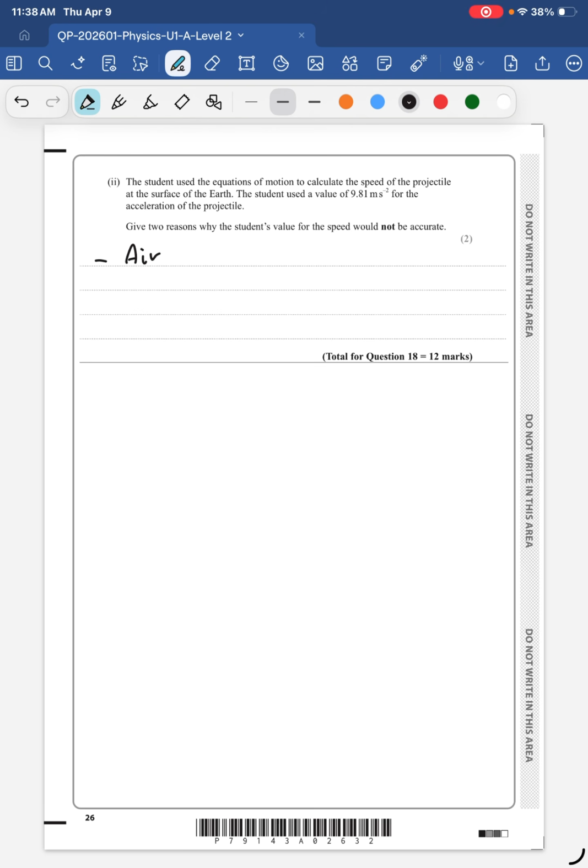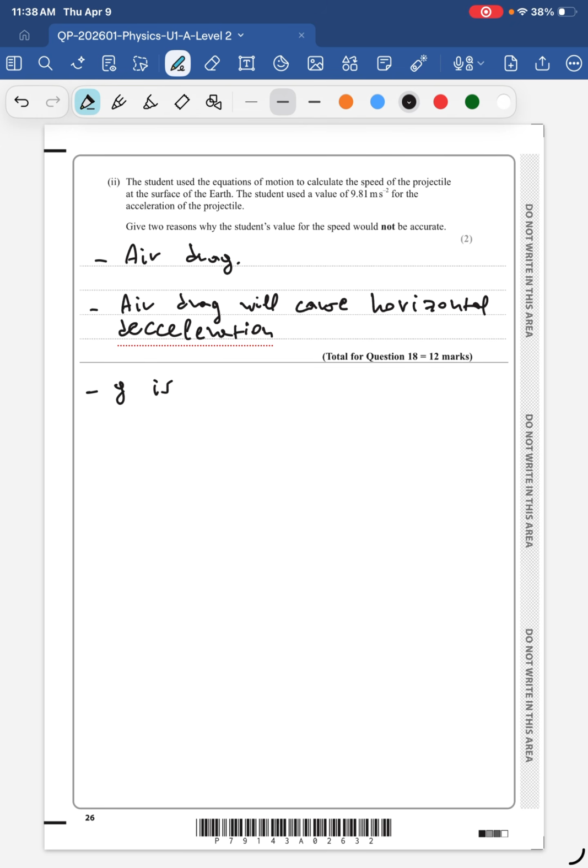So we will have air drag. So it plays a significant role, so it has to be accounted for in the calculation. So air drag will cause horizontal deceleration. And g is not totally uniform. That's the other thing. It's not totally uniform at 9.81 meters per second squared.